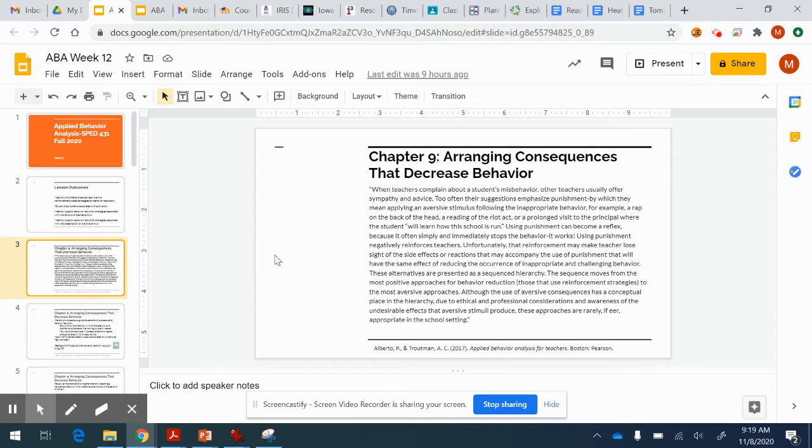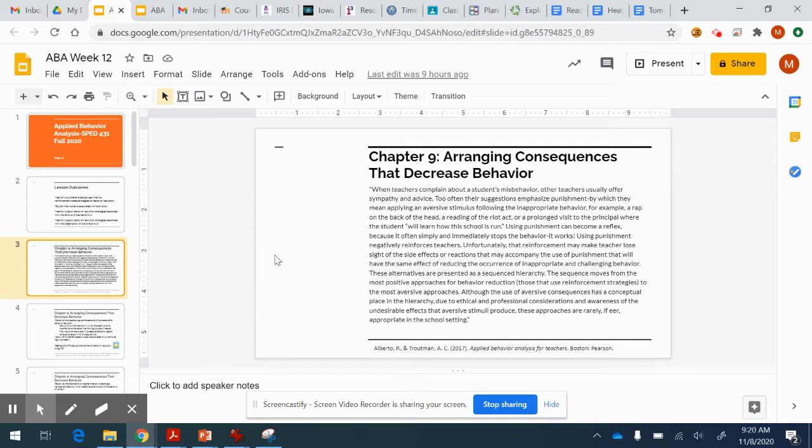So the first paragraph in chapter 9, which again is kind of the precursor to this entire chapter, says, when teachers complain about a student's misbehavior, other teachers usually offer sympathy and advice. Too often their suggestions emphasize punishment, by which they mean applying an aversive stimulus following the inappropriate behavior. For example, a rap on the back of the head, hopefully not doing that in school, a reading of the riot act, or a prolonged visit to the principal, where the student will learn how the school is run.